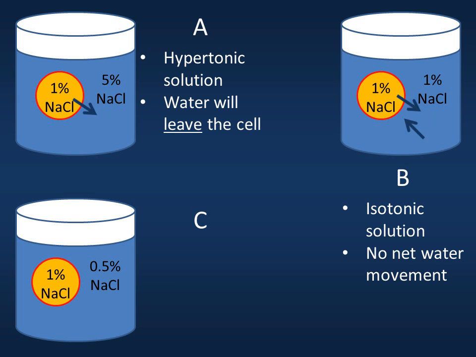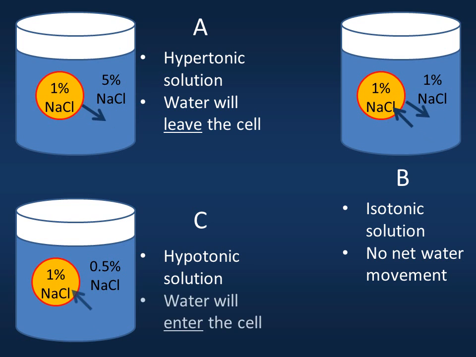In situation C, we have a lower concentration outside the cell, and that's what we call a hypotonic solution. And in this case, water will enter the cell to dilute the more concentrated side.